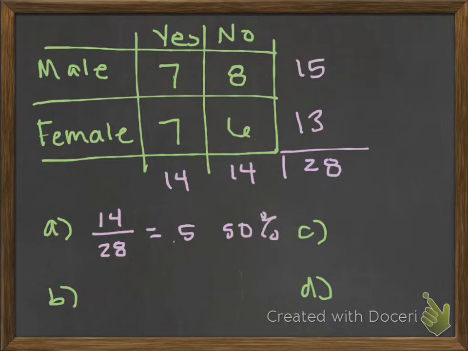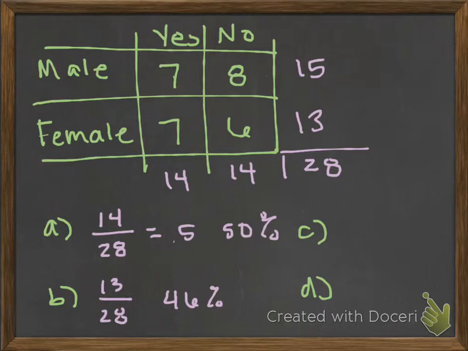Letter B. Again, we're dealing with the whole population. It hasn't specified otherwise. We want to know the probability the person is female. So of the 28 people, 13 people are female. So this will work out to be 46%.